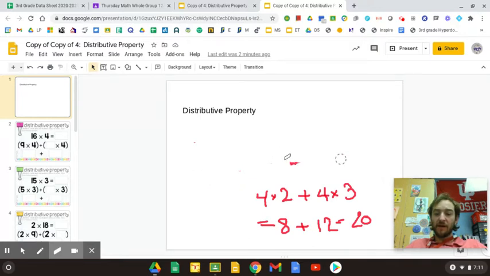The distributive property means that I can split up a multiplication problem and add it back together. It's the only thing that means. It's just a rule in math that lets us split things up.